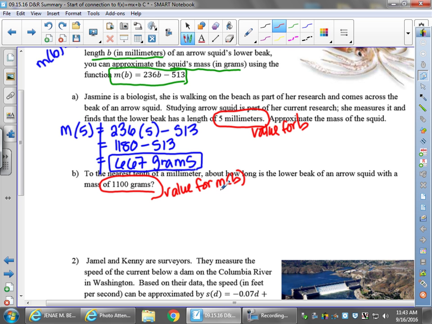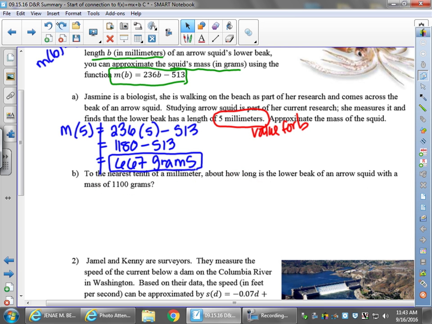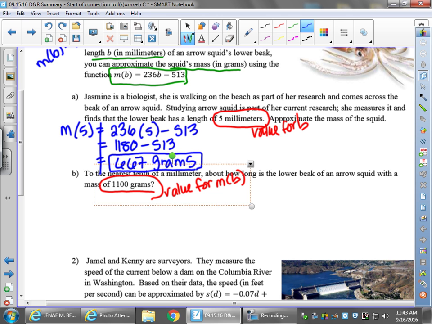So what is this going to look like when I plug this in? Hector, you want to help me out with that? What's this going to look like when I plug that in? Fantastic. 1,100 equals 236 B. So make sure your 6 and that B look different, okay? And now, Anas, what can I solve for?